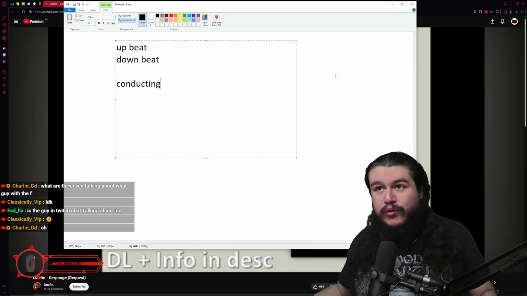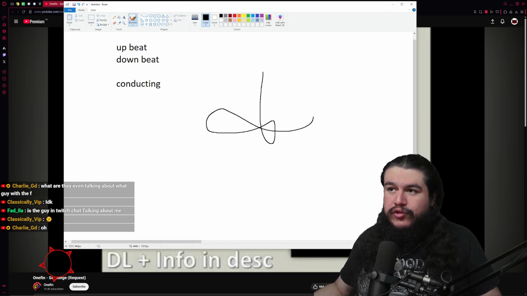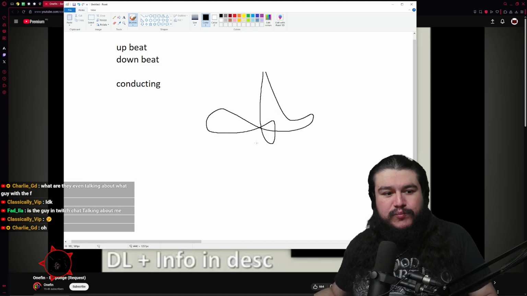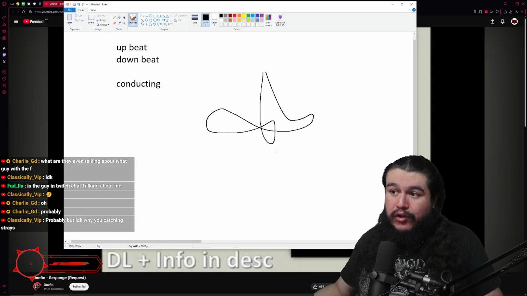1, 2, 3. And the way it works is, let me draw it out, right? So we have 1, 2, 3, 4. So you can see this particular shape. We have the downbeat, which is always going to be on 1.